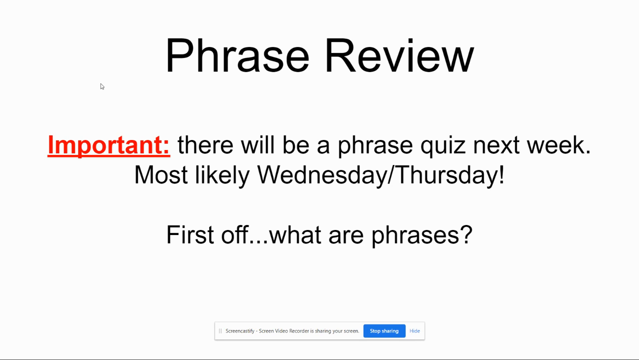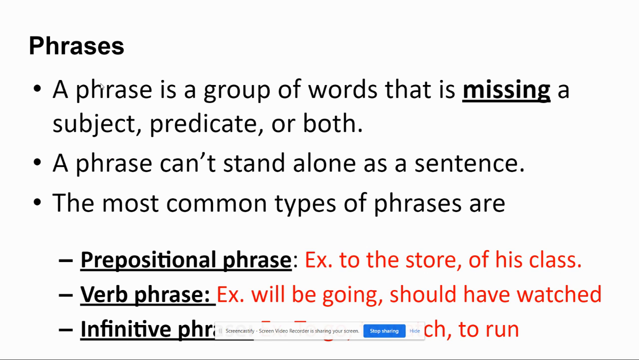I just want you to understand what a phrase is. And again, a phrase is an incomplete sentence. That is true. What are some things that a phrase might be missing? Does anyone remember? It's going to be missing a subject or predicate, or both. So a phrase can be missing any of those. It's a group of words that's missing a subject, predicate, or both, okay? It can't stand alone as a sentence.